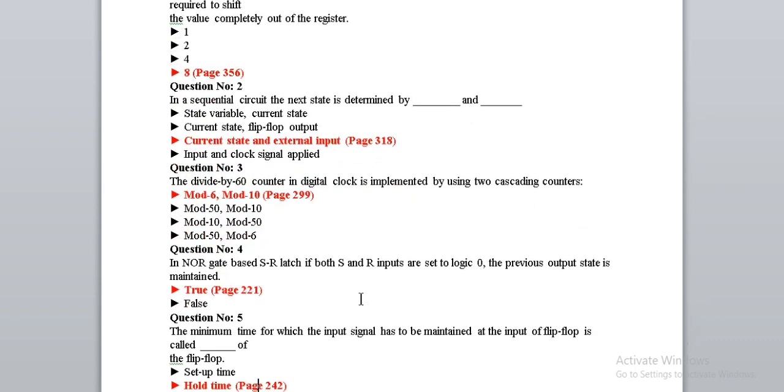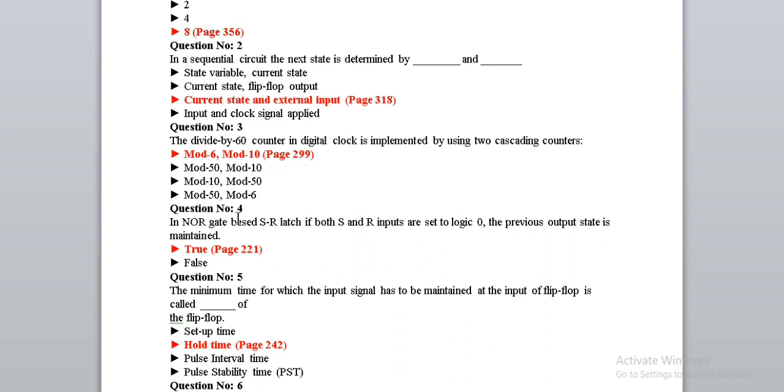Next is: In a NOR gate based SR latch, if both S and R inputs are set to logic 0, the previous output state is maintained. True. The minimum time for which the input signal has to be maintained at the input of the flip-flop is called ___ of the flip-flop: hold time.